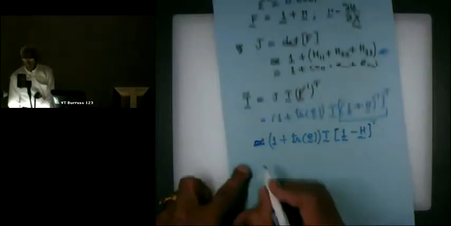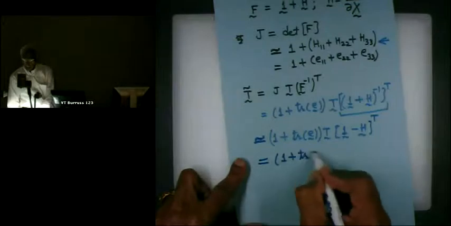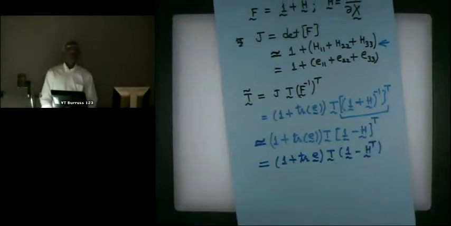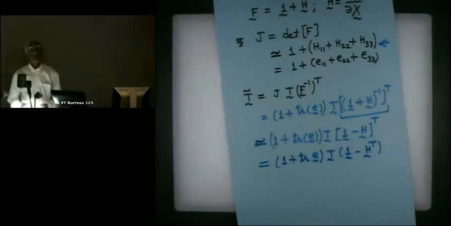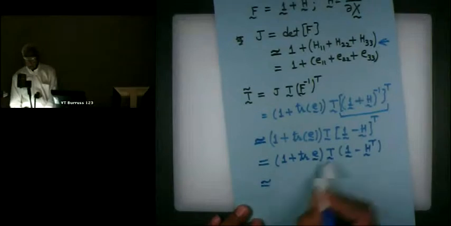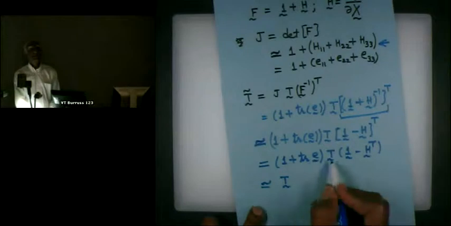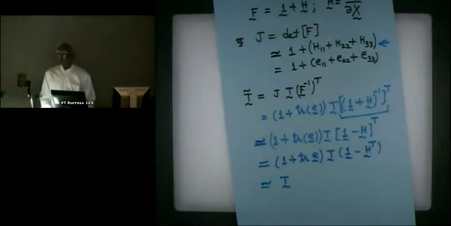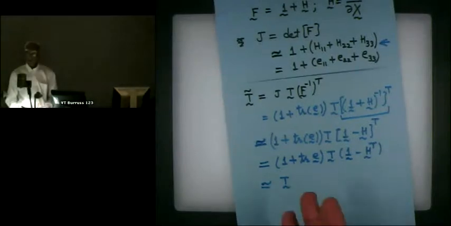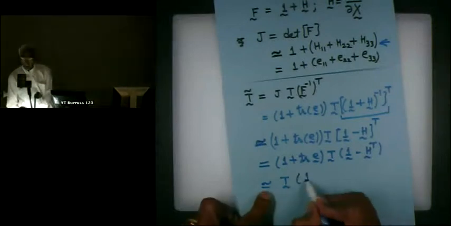The next step, I'm not doing anything. It's 1 plus trace of E, T. So this will be 1 minus H transpose, because transpose of A plus B is A transpose plus B transpose. And now multiply it out. So if I multiply it, 1 times T gives me T. What about trace E times T? That's of the order epsilon squared now. Remember, T is of the order of epsilon. So trace E times T is of the order epsilon squared, which we are neglecting. 1 minus H transpose.